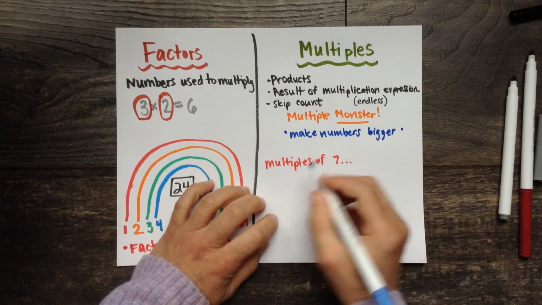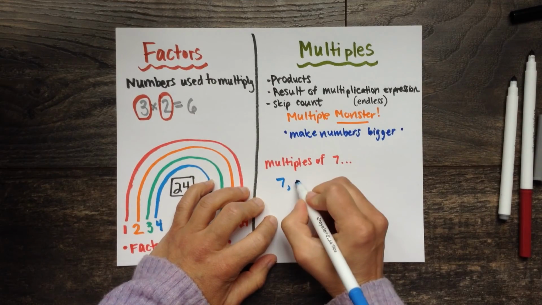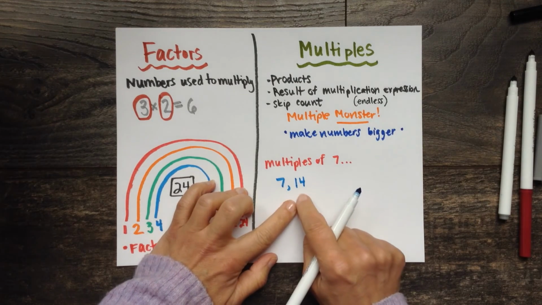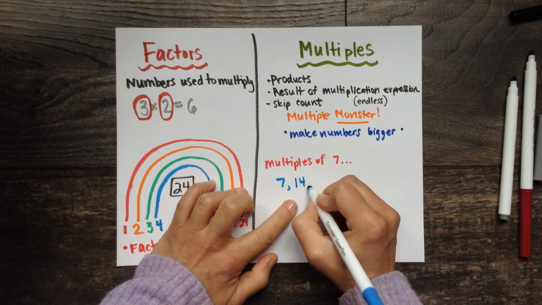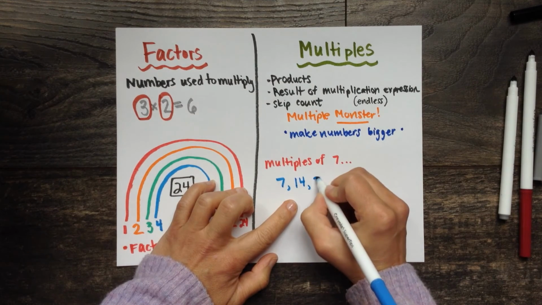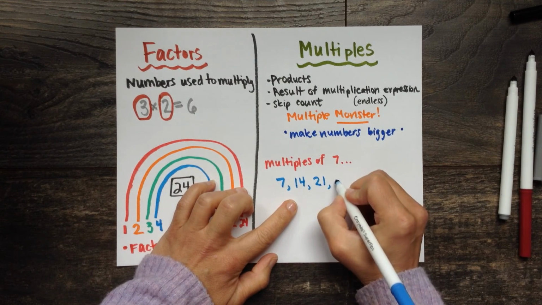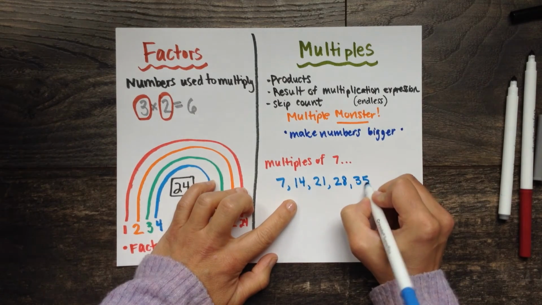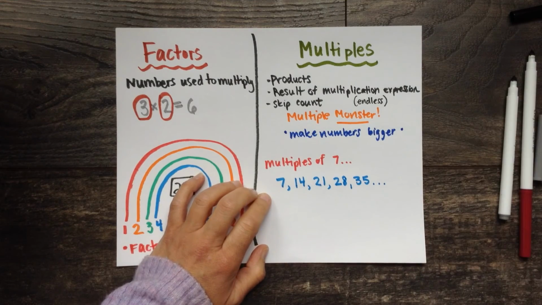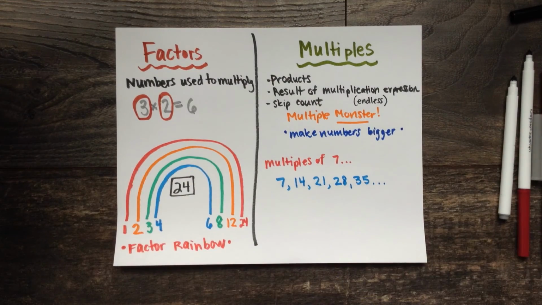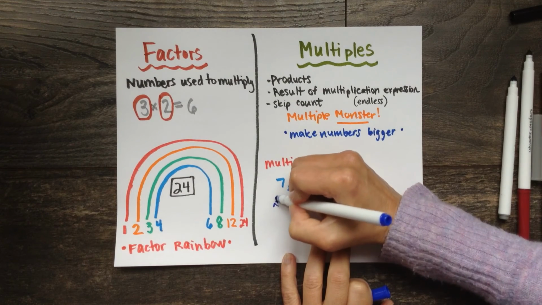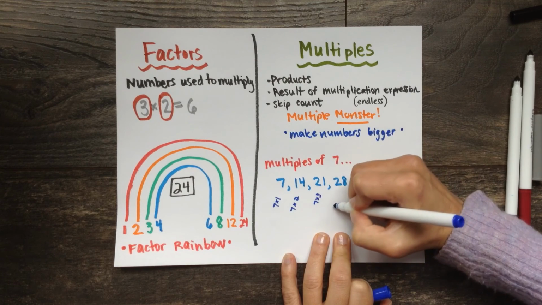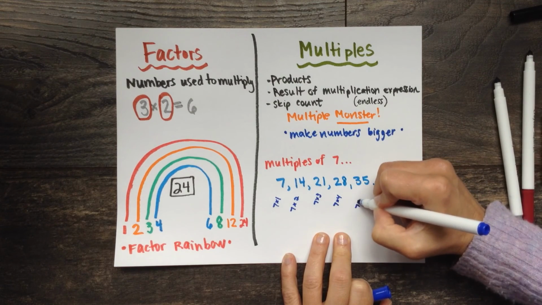Multiples of 7. Well, 7. What comes next? 14. This is, in a sense, 7 times 1, 7 times 2. What's 7 times 3? 21. What's 7 times 4? 28. 7 times 5, 35, and so on. We can go on and on and on. So when we list these, we think about those expressions: 7 times 1, 7 times 2, 7 times 3, 7 times 4, 7 times 5.